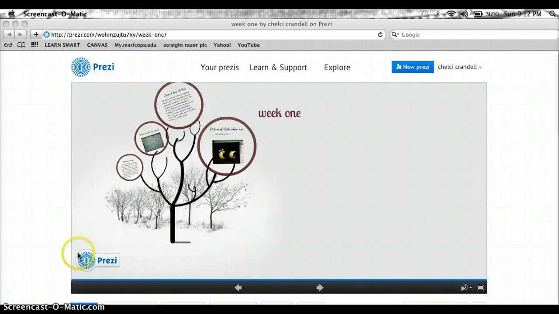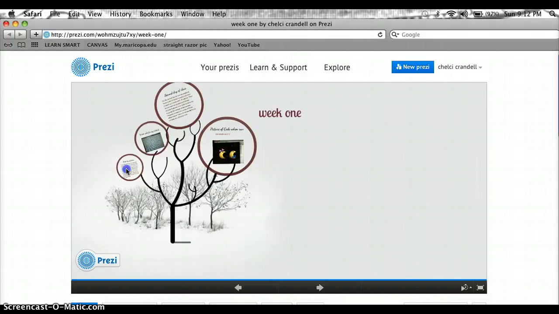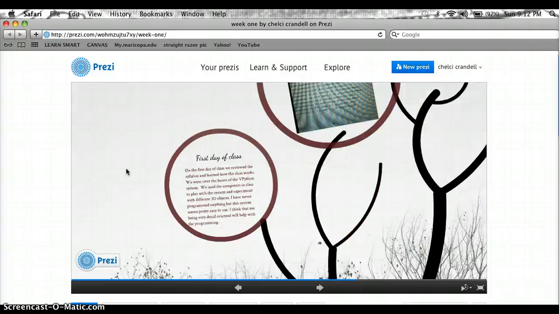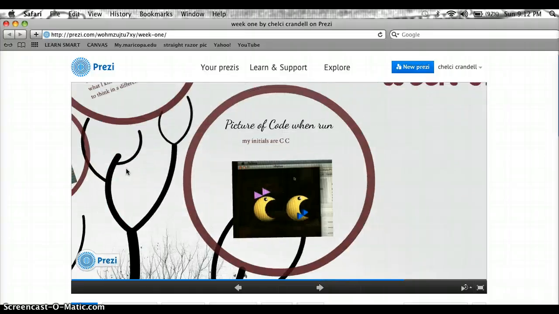Okay, for my screencast, for my summary for the Physics 111 class, I'm going to go through some of my Prezzies and just run over the information that we learned. And then I'm going to talk about the very end and summarize what I think I learned throughout the whole thing. So on the first day of class, we got our VPython things and we got introduced to VPython.